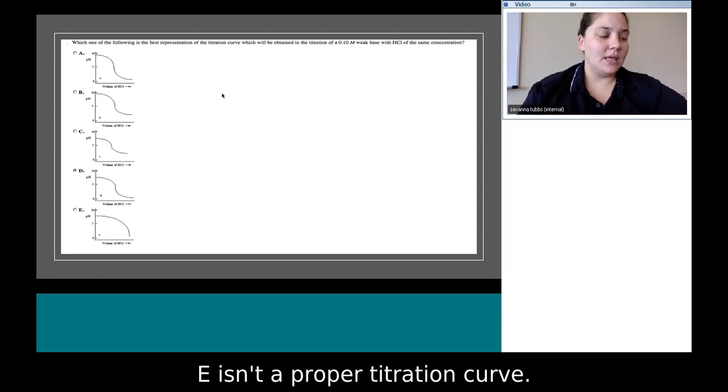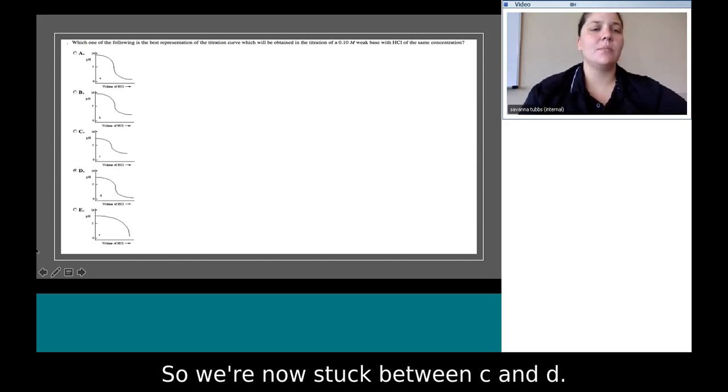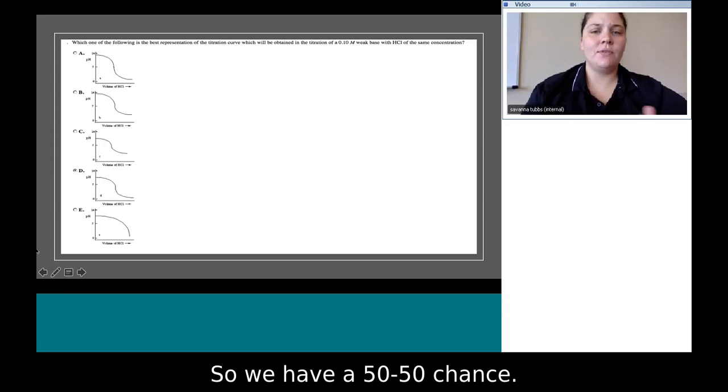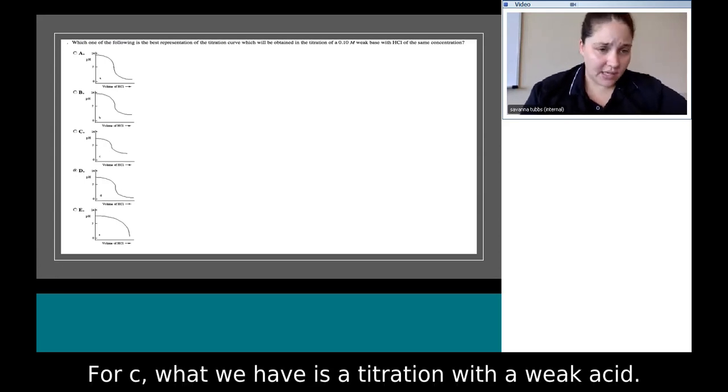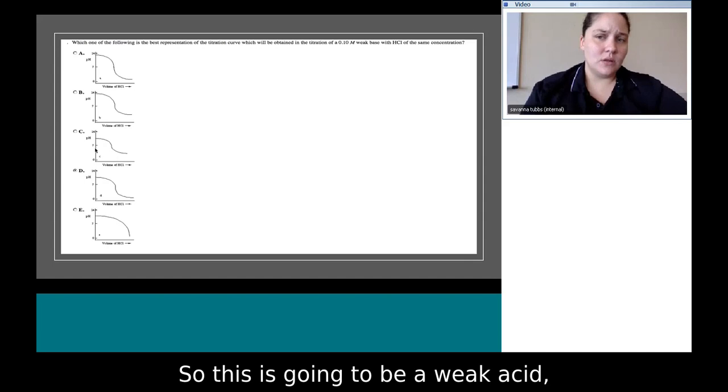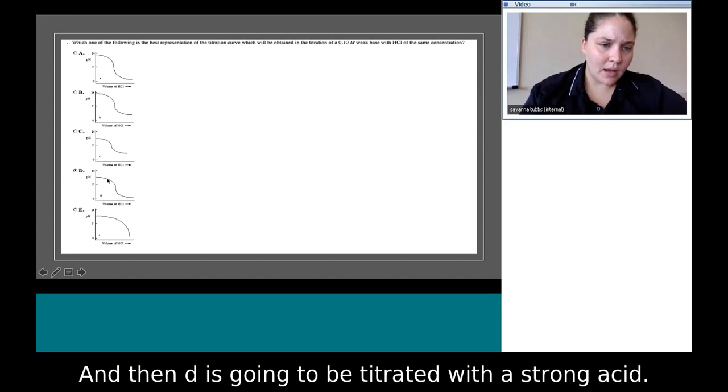E isn't a proper titration curve. You simply are decreasing. So we can cancel out E, and we're now stuck between C and D. So we have a 50-50 chance. For C, what we have is a titration with a weak acid. So this is going to be a weak acid because we have a weak curve. And then D is going to be titrated with a strong acid.